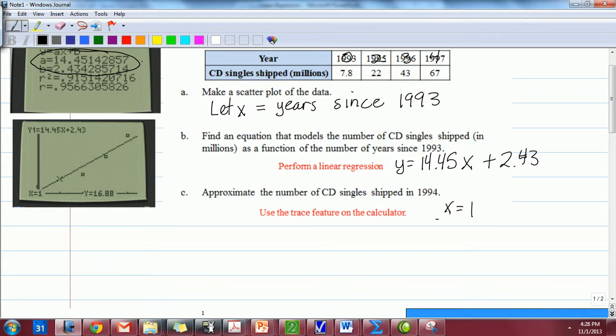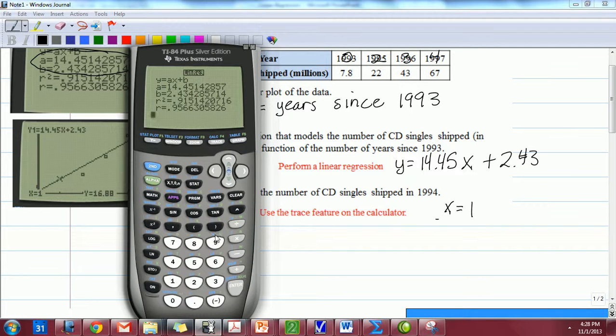So to find x equals 1, go back to my calculator, and if I go to my graph like this, the way that I can find out is I can go to second and calc. Once I do that, I'm on value, enter, and then find out what happens when x equals 1 on that best fit line. Enter, and notice y is going to equal 16.88.